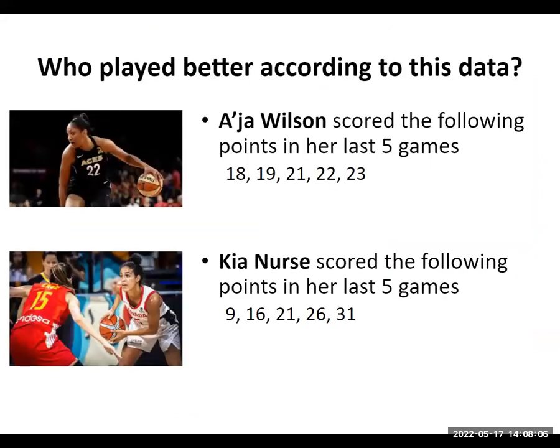Okay, so here are two basketball players in the WNBA. In the last 5 games, Asia Wilson scored 18, 19, 20, 21, 22. Some of you might want to get your calculators out. Then we have Pia Nurse, who scored 9, 16, 21, 26, 31.